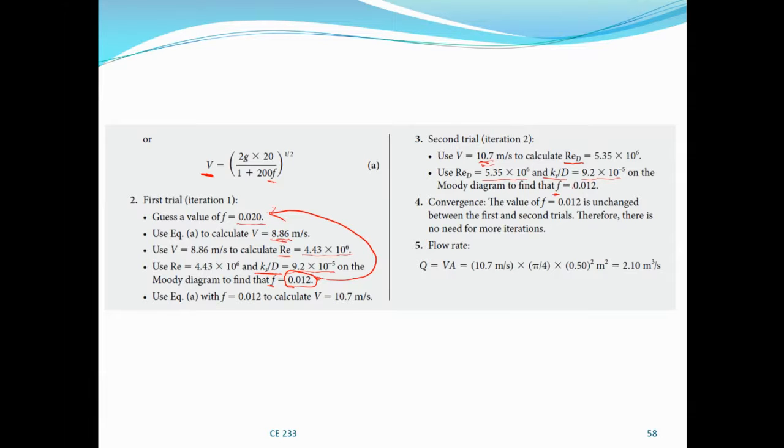So you can see the new friction factor is the same as the former one. So there is convergence. The value of F is unchanged. Hence, we accept this as the correct value of the friction factor, 0.012. Then we use 10.7 as the correct velocity to evaluate the discharge, which is simply VA. So this is the discharge through the pipe.